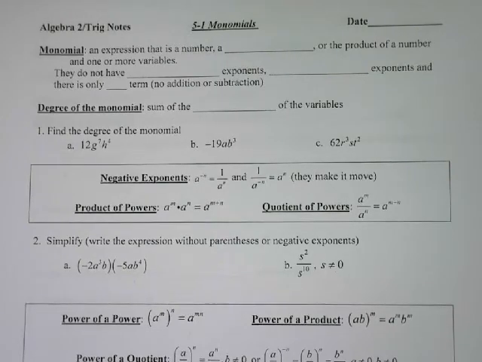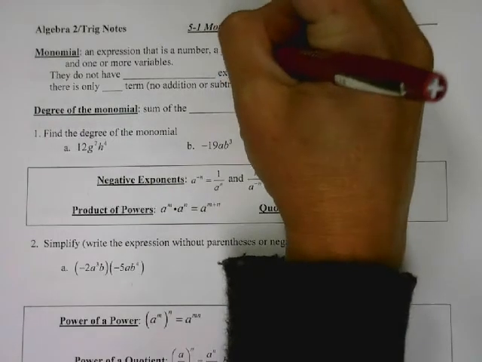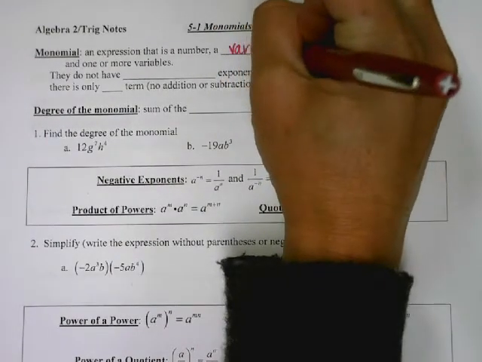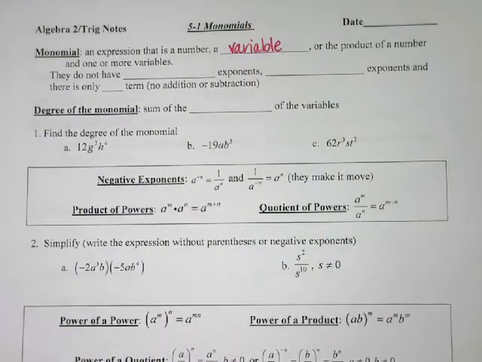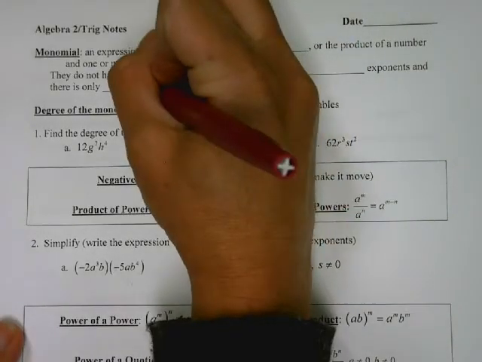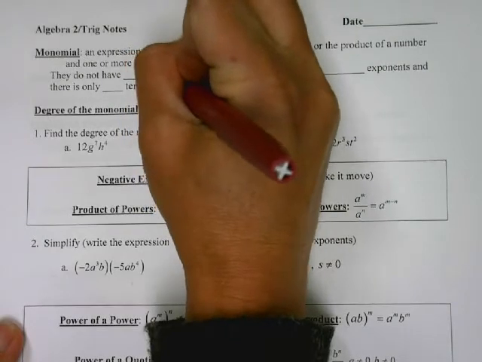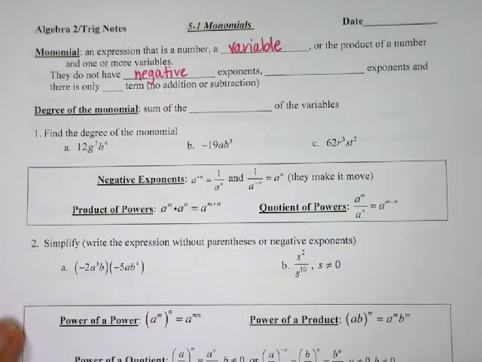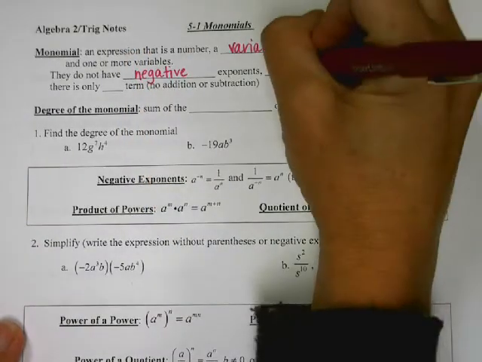Hey guys, let's talk about 5-1 monomials. So, what is a monomial? A monomial is an expression that's a number, a variable, or the product of a number and one or more variables. They do not have negative exponents. They do not have fractional exponents.